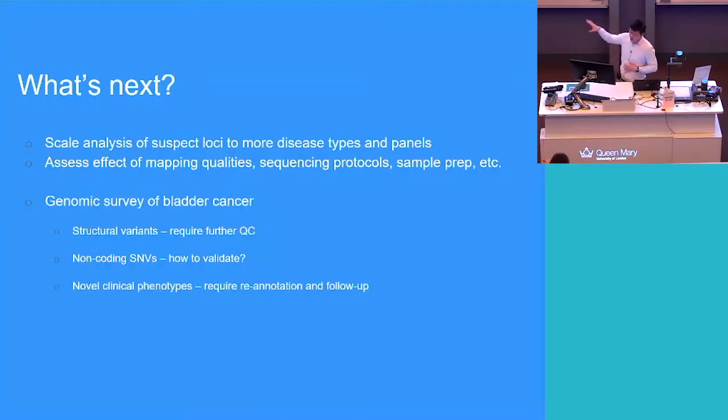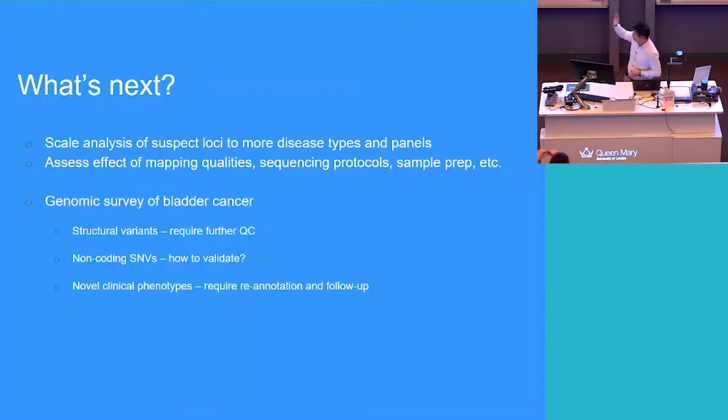So the other work we're doing is more disease related. We're leaning on this landscaping paper for bladder cancer, where we're probably going to use some of the panels in PanelApp to validate the different subtypes of bladder cancer that have been found in TCGA.